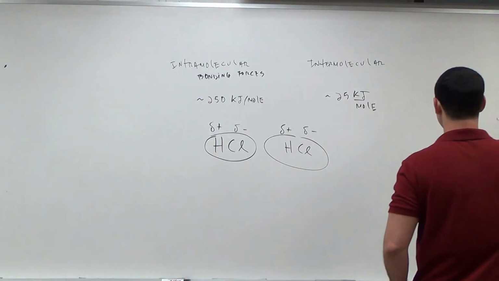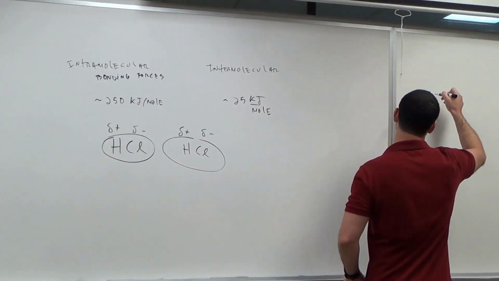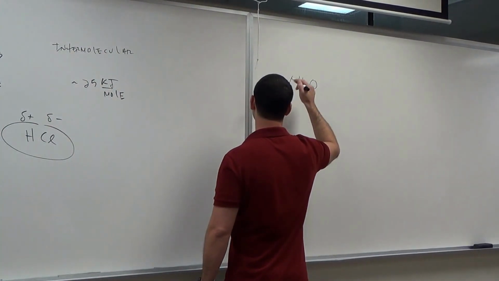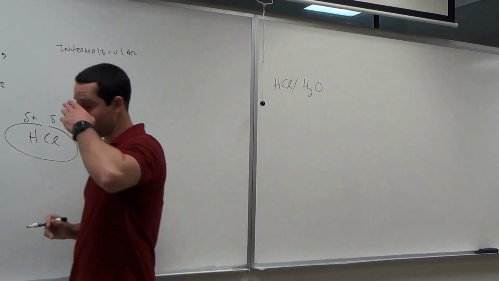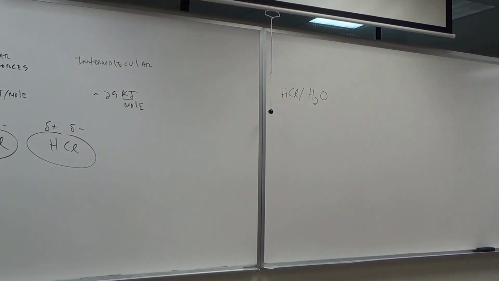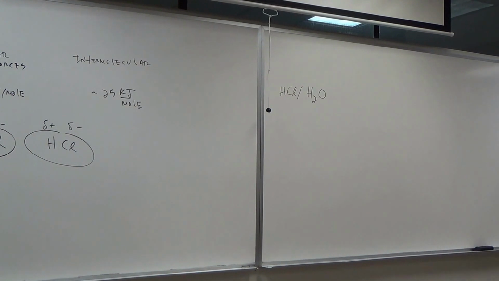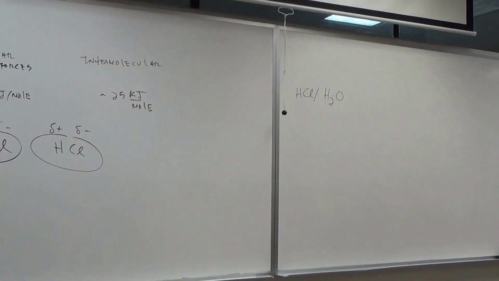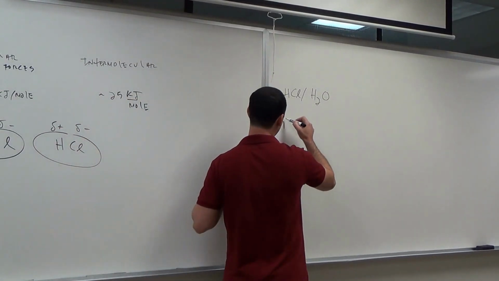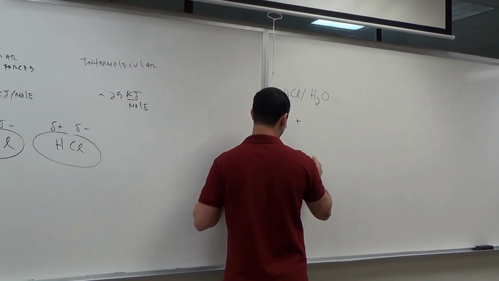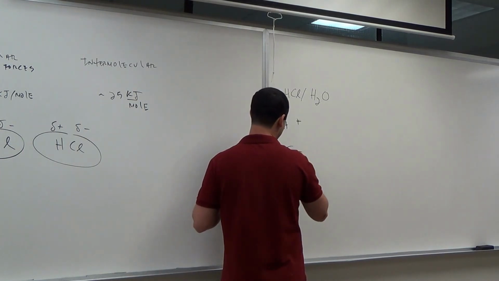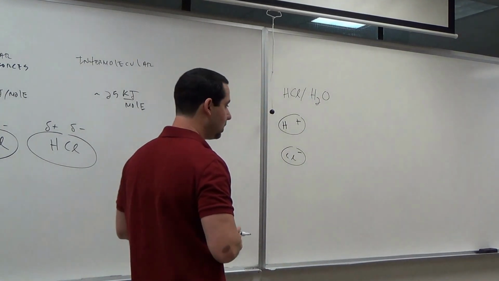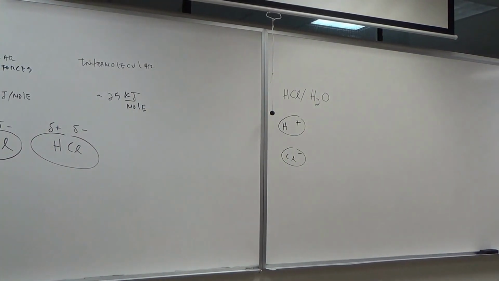How about this? I get HCl and I mix it with water. What type of force is present in there? Ion dipole. It is ion dipole because this HCl will dissolve in water to form H plus and Cl minus. And then this ion and this ion will be surrounded by water. Okay? So that is called ion dipole.